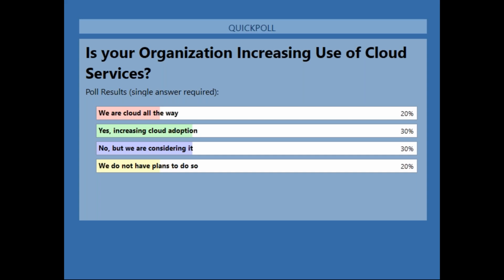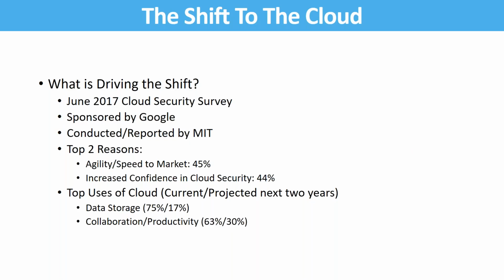So what are we doing here? 20% are cloud all the way, 30% are increasing, 30% are considering it, and 20% don't have any plans to do so. So it's really across the spectrum, and I think that's not that unusual. There are a lot of organizations who are continuing to assess security, and if you look up this cloud security report from Google, for those people who have not moved anything to the cloud, the concerns about information security are the number 1 reason that they have not. And yet that's the number 2 reason that people are moving things to the cloud, an increased reliance on the security of the cloud. So it's a mixed bag, kind of like our results.